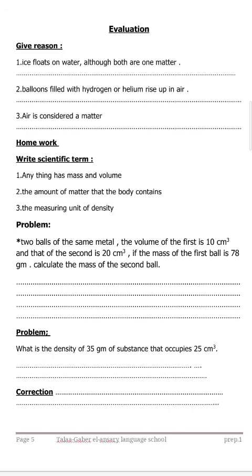Okay. Write the scientific term. Number 1, anything has mass and volume. Right, it's matter. Okay. Number 2, the amount of matter that the body contains. Right, it's a mass. Okay. Number 3, the measuring unit of density. It's right, it's gram per cubic centimeter. Okay.